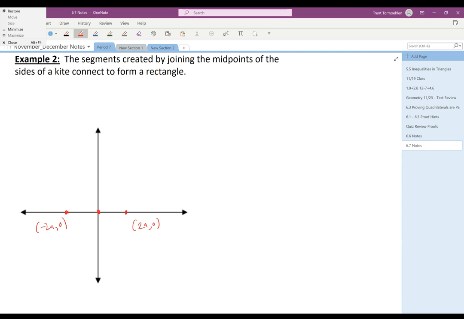And then we're going to have a point up here. The distance from the origin to that point, we don't know, and so it's just going to be 0, 2b. And then we're going to have a point down here. We also don't know it, so we're going to call it 0, 2c. It is not the same distance from the origin as the point above. And so here's our kite.